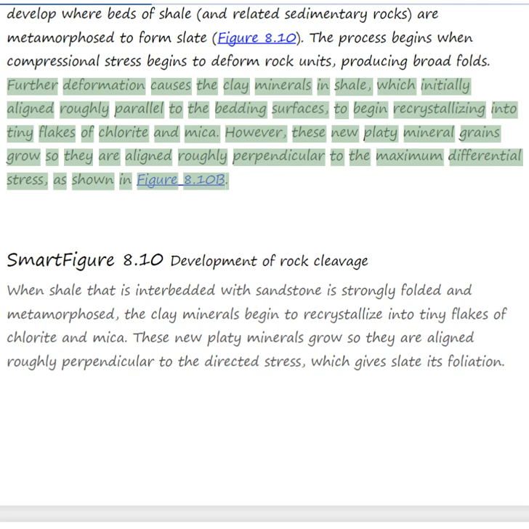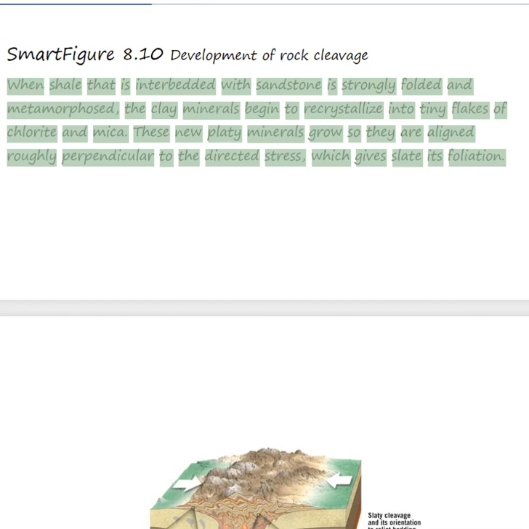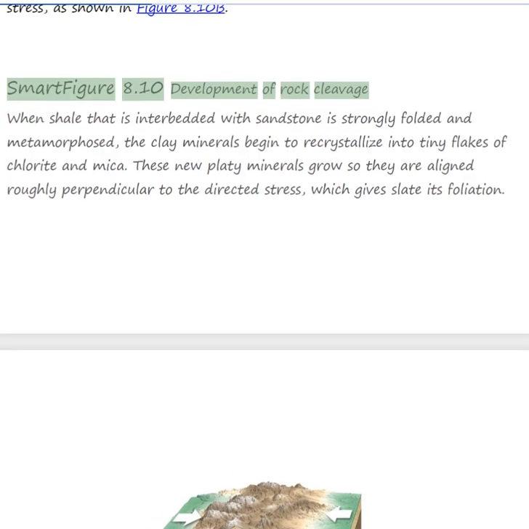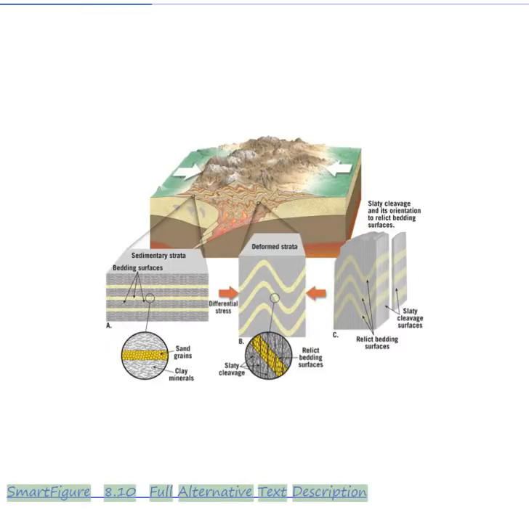However, these new platy mineral grains grow so they are aligned roughly perpendicular to the maximum differential stress, as shown in Figure 8.10b. When shale that is interbedded with sandstone is strongly folded and metamorphosed, the clay minerals begin to recrystallize into tiny flakes of chlorite and mica. These new platy minerals grow so they are aligned roughly perpendicular to the directed stress, which gives slate its foliation. Figure 8.10 Development of rock cleavage.